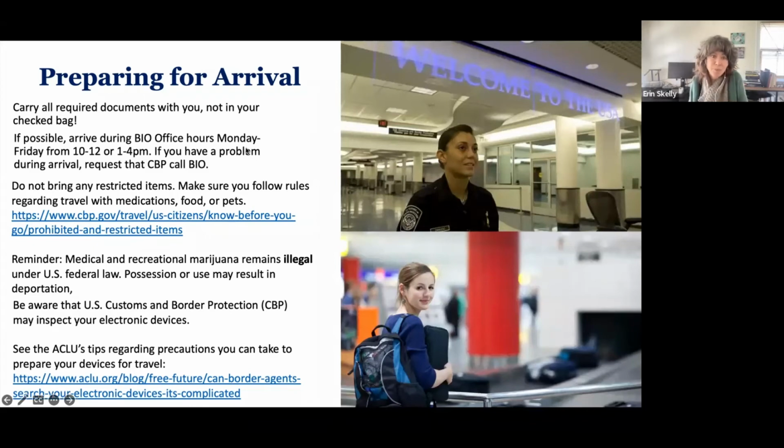If possible, we recommend that you arrive during our office hours, Monday to Friday from 10 to 12 or 1 to 4. That way, if you have a problem during arrival, you can request that immigration calls our office. Now, I know that not every flight is coming in at that time. I would recommend that you come in through San Francisco. The San Francisco Port of Entry deals with lots of students. They're generally very understanding and they generally always contact our office if they have a problem. And we tend to find that students have good experiences going through San Francisco. So if that's your port of entry, I'd recommend it.